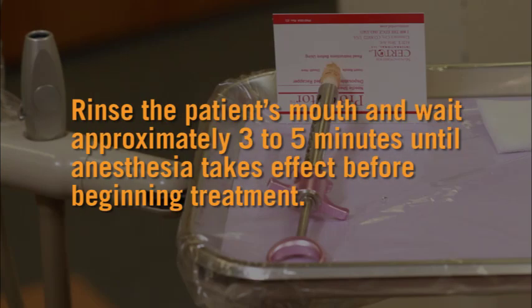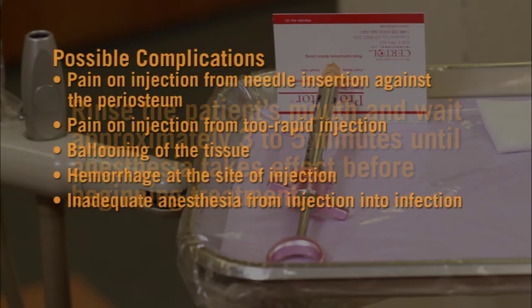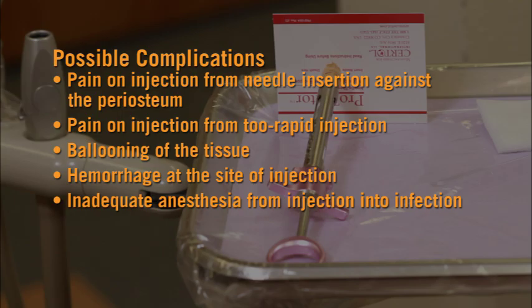Rinse the patient's mouth and wait approximately 3 to 5 minutes until anesthesia takes effect before beginning treatment. Complications from this injection are minimal and include pain on injection from needle insertion against the periosteum, pain on injection from too rapid injection, ballooning of the tissue, hemorrhage at the site of injection, and inadequate anesthesia, which may occur if anesthesia is injected into an infected area.